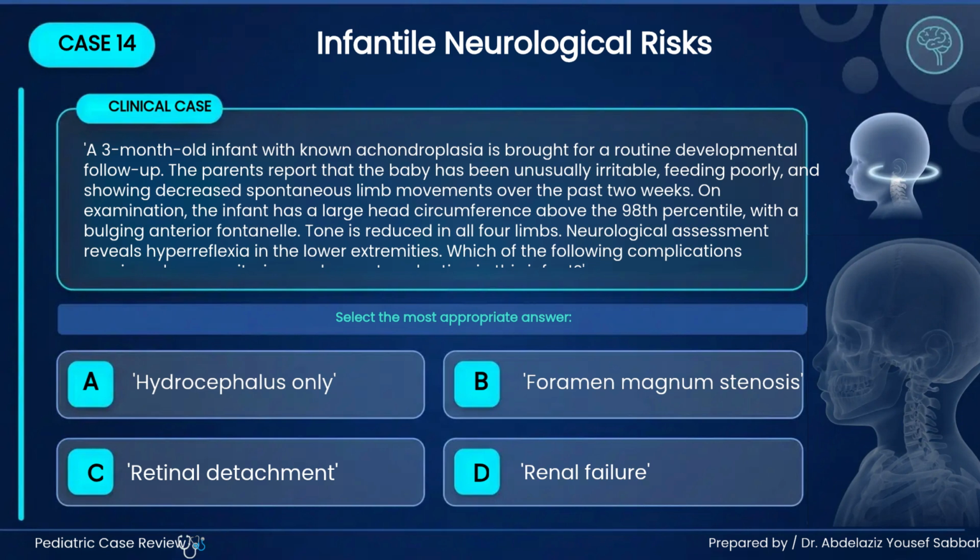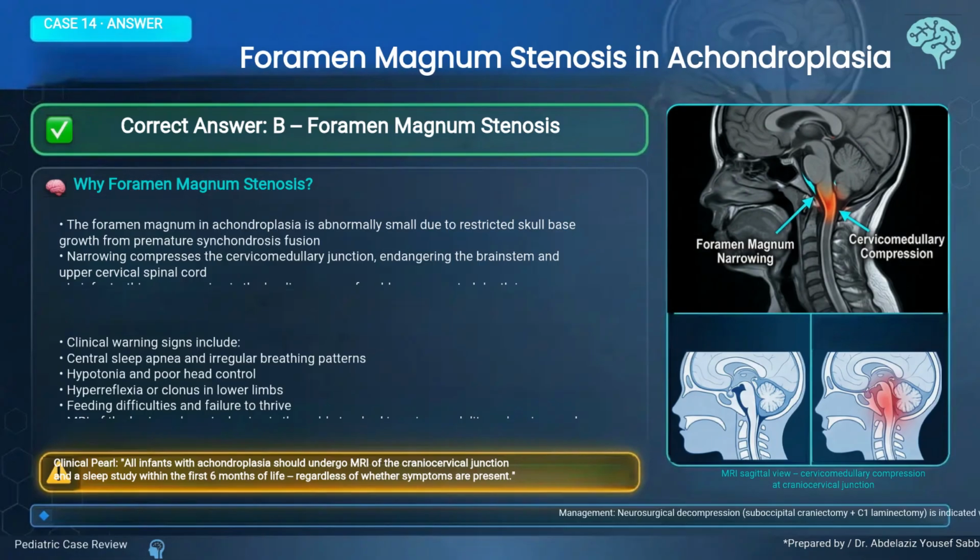Option A, hydrocephalus only. Option B, foramen magnum stenosis. Option C, retinal detachment. Option D, renal failure. The correct answer is option B, foramen magnum stenosis. In achondroplasia, the foramen magnum is abnormally small due to restricted skull base growth from premature synchondrosis fusion. This narrowing compresses the cervicomedullary junction, endangering the brainstem and upper cervical spinal cord.